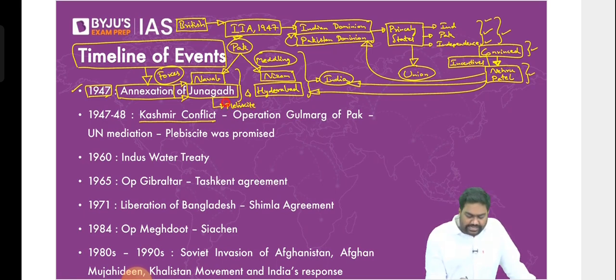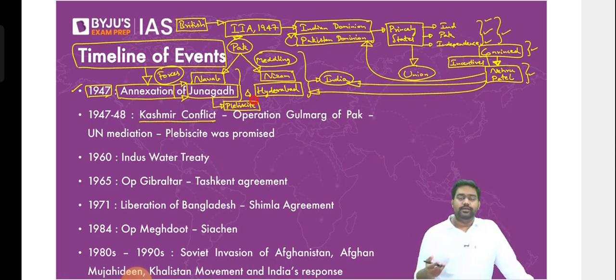A plebiscite is a direct election where the people vote whether to join a particular country A or B or remain independent. It is held in disputed areas. In areas where there's a sovereignty dispute, a plebiscite is held. It's a type of referendum, it's a direct election where people vote whether they want to join country A or country B or remain independent.